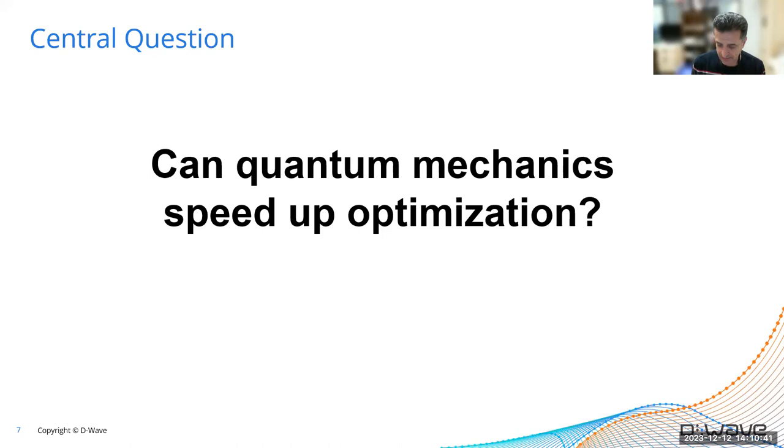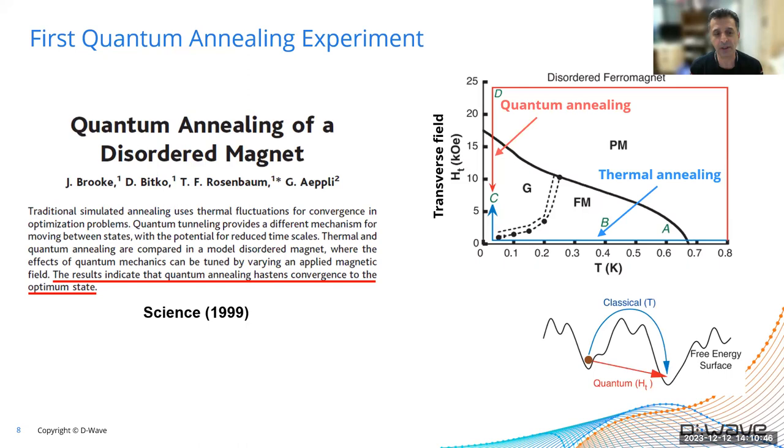Late in the 1990s, the first experiment in quantum annealing showed that there could be this kind of advantage. This is a seminal paper by Brooke et al., by Gabe Aeppli and Tom Rosenbaum, two of the authors. What they did is they looked at a frustrated magnet, and they added disorder to this frustrated magnet, added impurities to the magnet, in such a way that it has a spin glass phase.